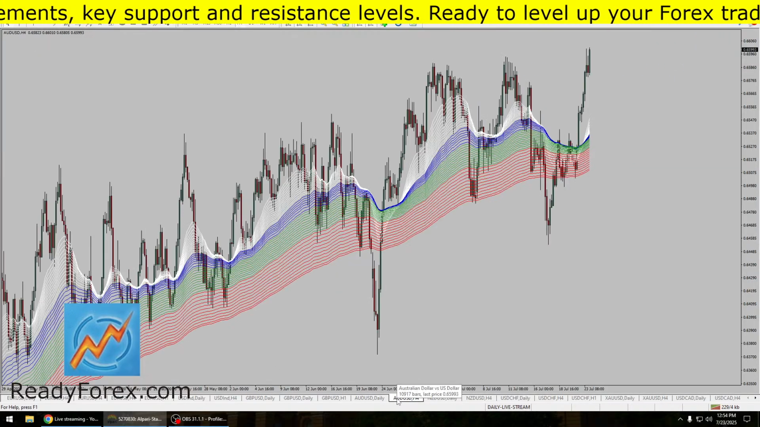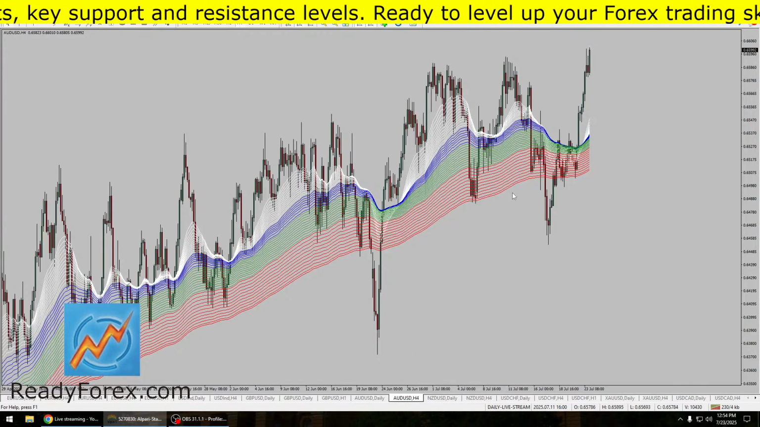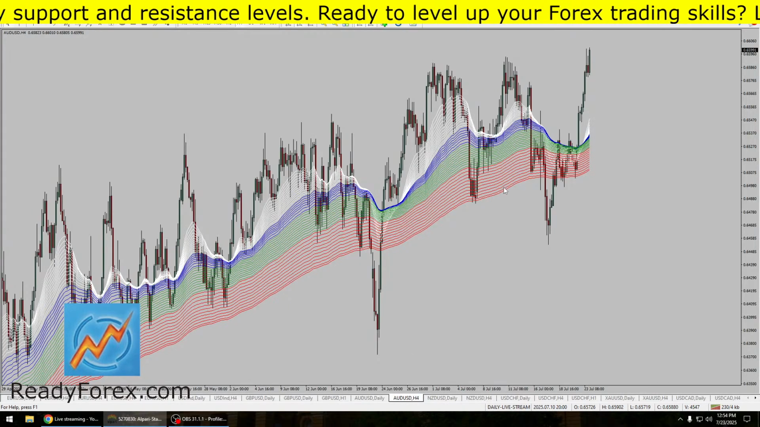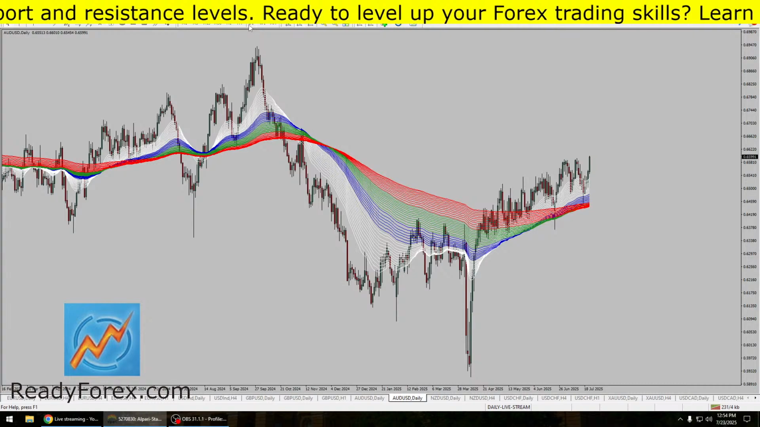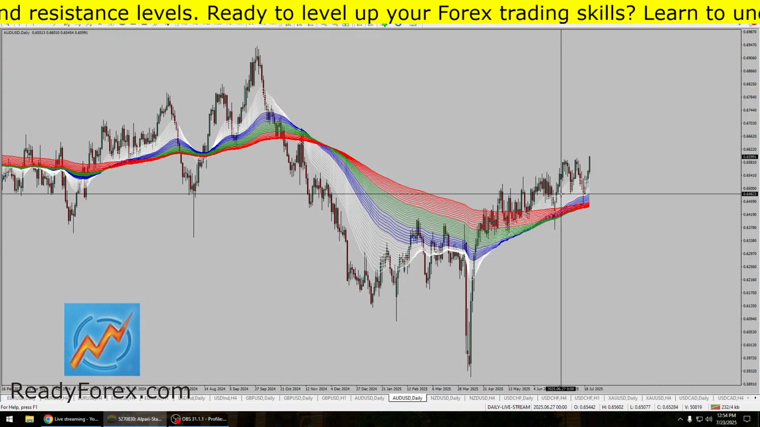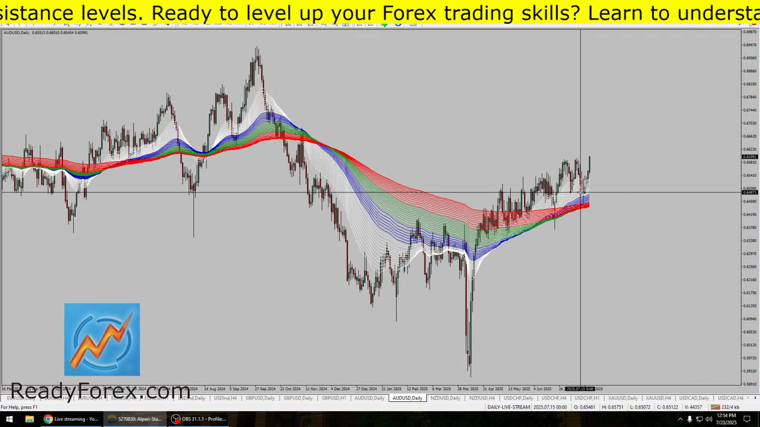Next one is the 4 hour chart. Same story, nice uptrend going on. Rainbow is bullish over here. If you check out the daily chart, it's also turning bullish over here.